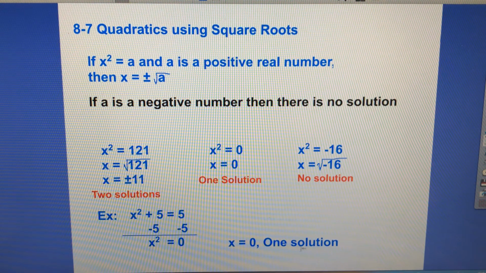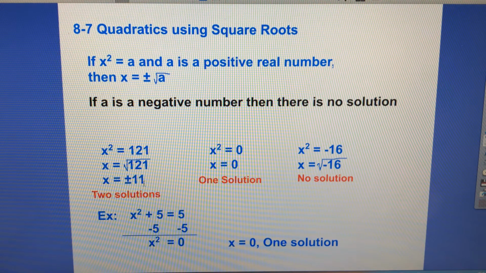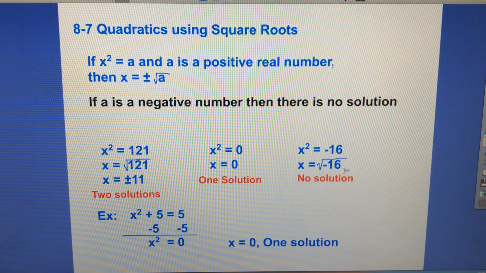I have x squared equals 121, positive number. Square root of 121, plus or minus 11. Two solutions. X squared equals 0. That means x equals 0. One solution. X squared equals negative 16. When I take the square root of each side, the square root of negative 16 is never going to happen right now. We aren't in the land of imaginary numbers. We aren't there yet. So right now, the square root of negative 16 does not exist. No solution.